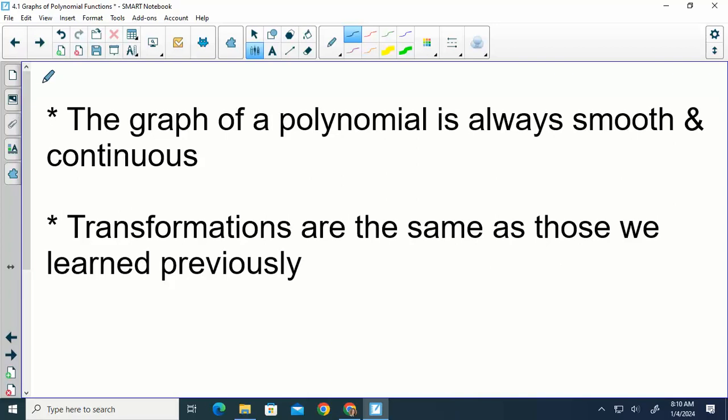We could use transformation rules sometimes to graph them, and all of those are the same as what we've already learned. Okay, we've talked about graphing quadratics and cubics. Those are types of polynomials. So any rules that we've already learned still apply here.